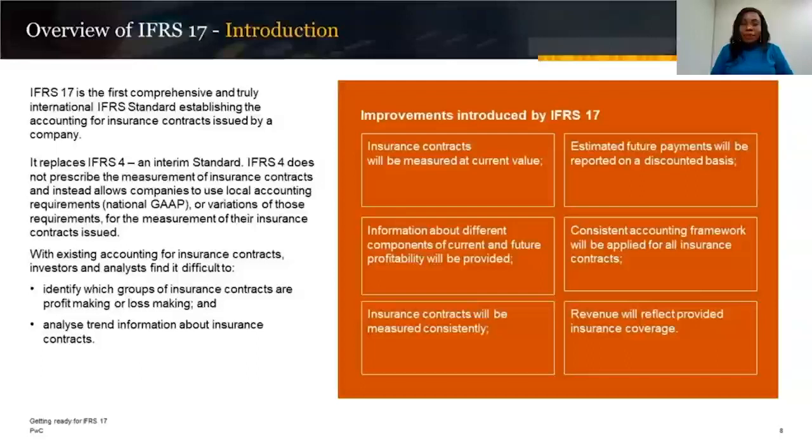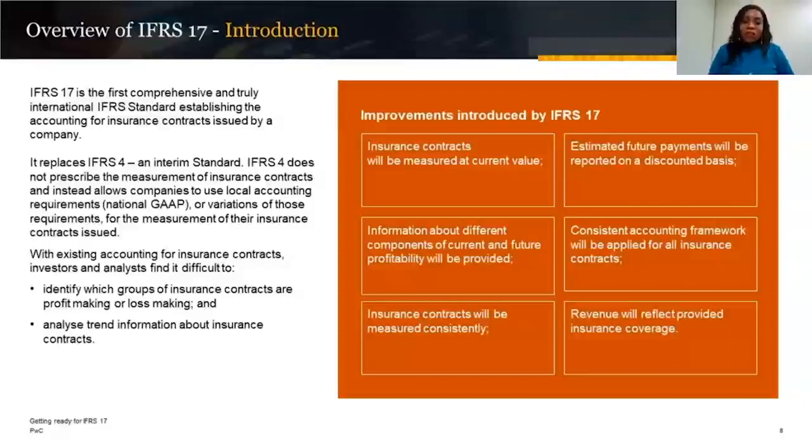we basically did not have much changes in the way we measured our insurance contracts, because IFRS 4 allowed you to continue to use whatever methods you were applying in your previous GAAP. But now moving to IFRS 17, there will be some major changes, and that is what I have highlighted here on the right side of the screen.